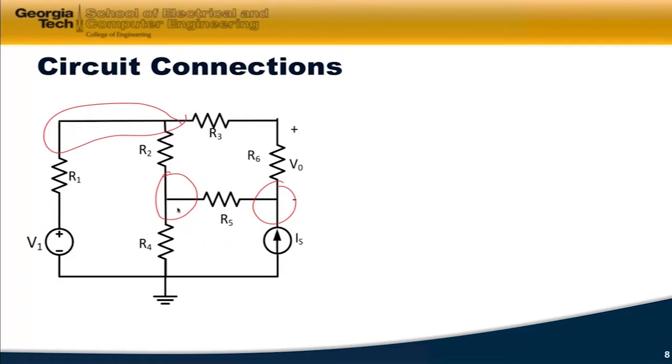I don't see any other obvious connections. These two are not series because they're connected in the middle, but they've also got something coming off of it. So that means they're not in series. And similarly, these, for example, they're not in series, nor are they in parallel. To be in parallel, they'd have to be connected together at both ends.